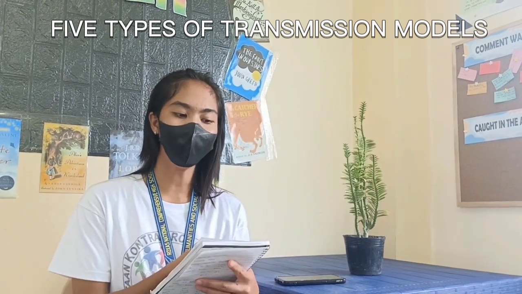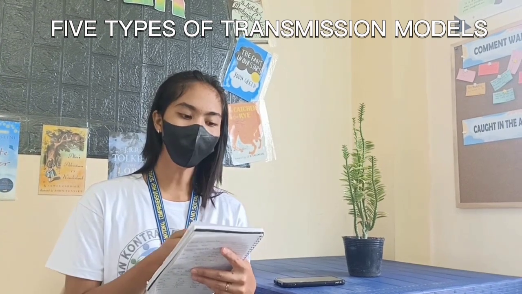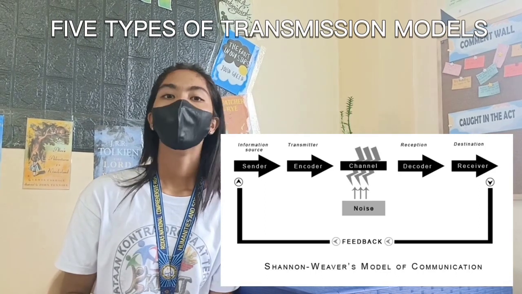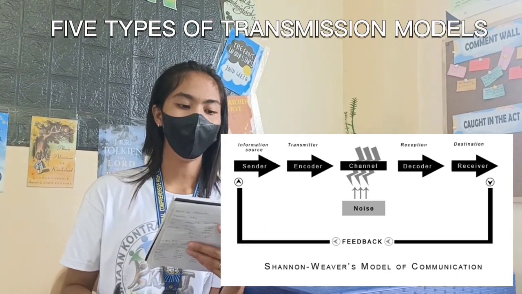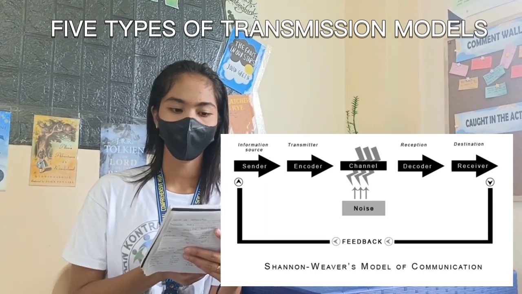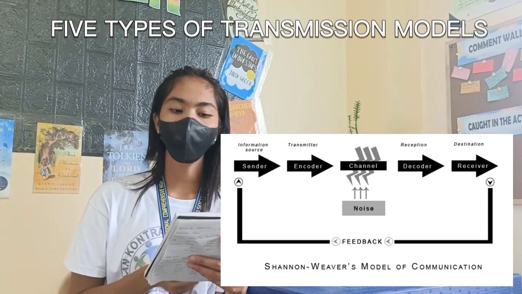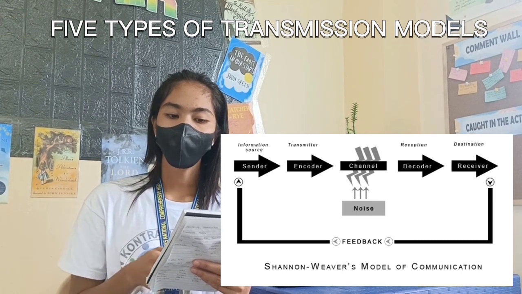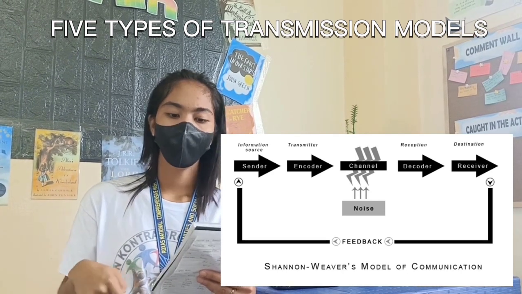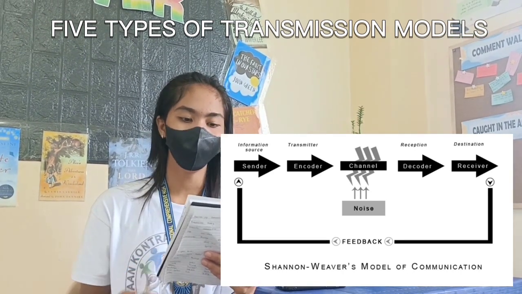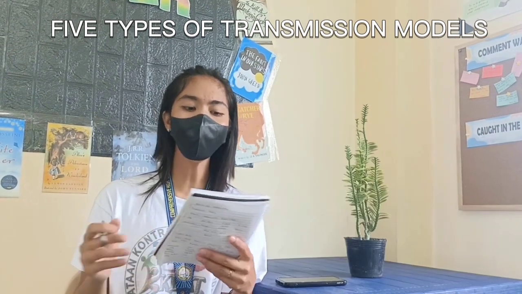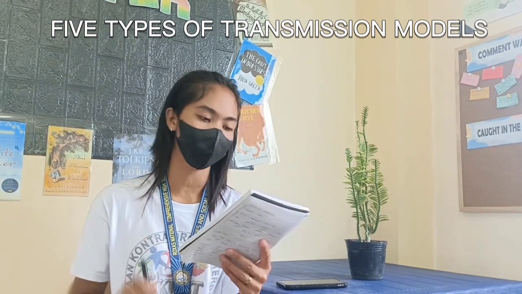And the third one is the transmission model. Transmission model, Shannon-Weaver communication model, 1949: information source, sender, transmitter, encoder, channel, reception, decoder, destination and receiver, noise, feedback. The reception model, this is the fourth one.